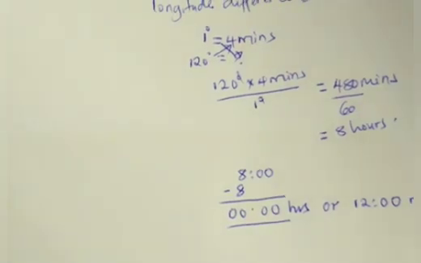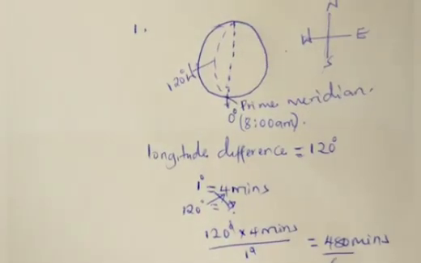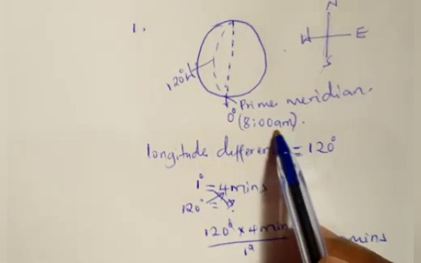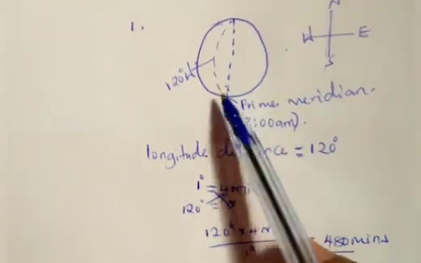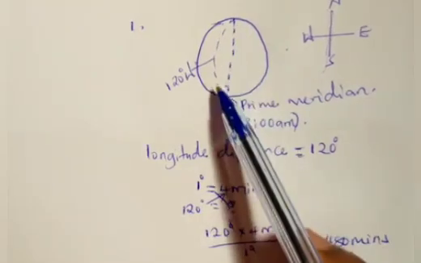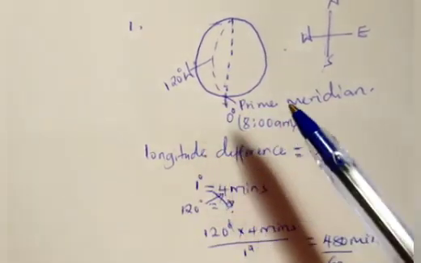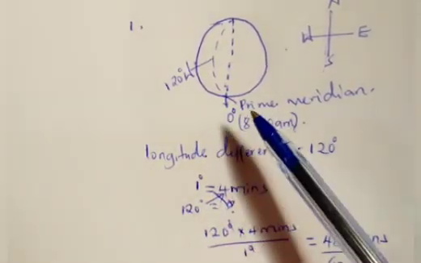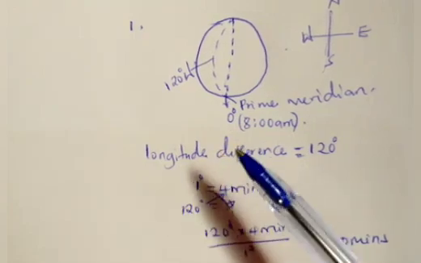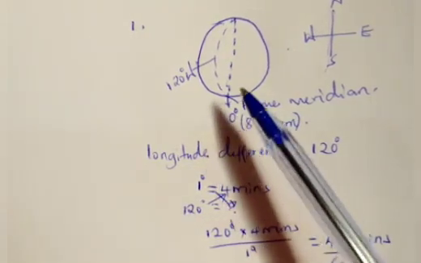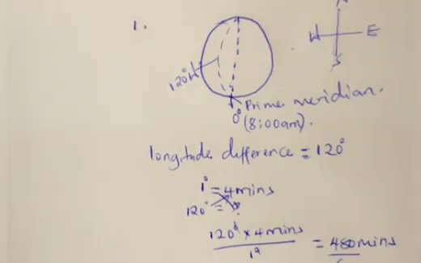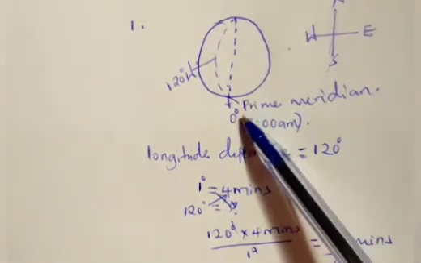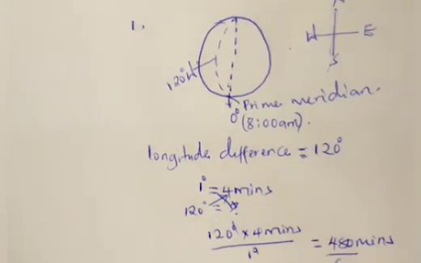Because remember, if at the prime meridian it is 8 a.m., 8 in the morning, and the time at this point is behind, it means that it is not even yet morning, because it is behind by 8 hours. So it is still 12 midnight, but at the prime meridian it's already 8 a.m.